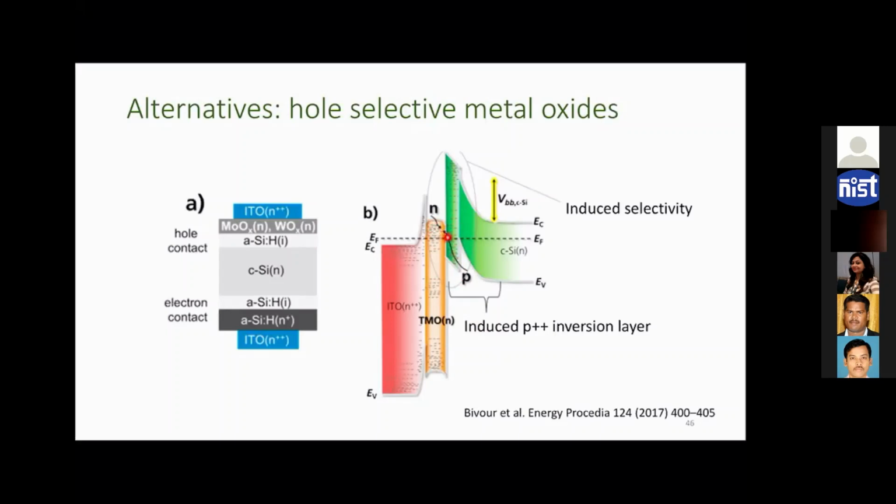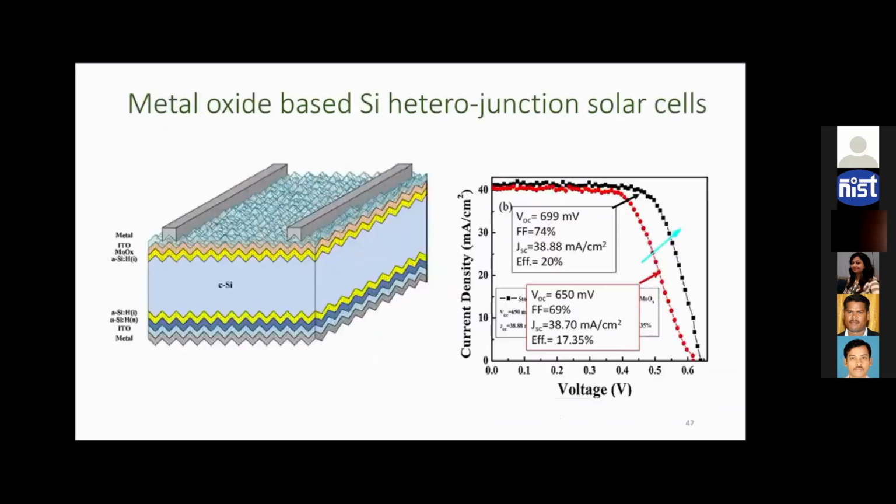Once you have this kind of alignment, these holes can nicely travel from the valence band of crystalline silicon to the conduction band of the metal oxide and get collected. So this is how the metal oxide carrier selective layers are benefiting the silicon heterojunction technology. People have already reported high efficiency using such a structure. The efficiency is around 20%.